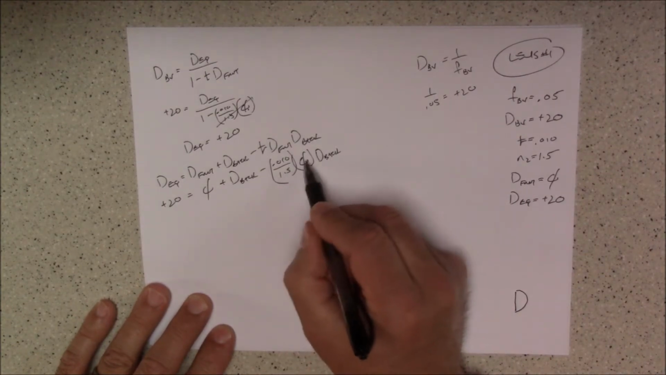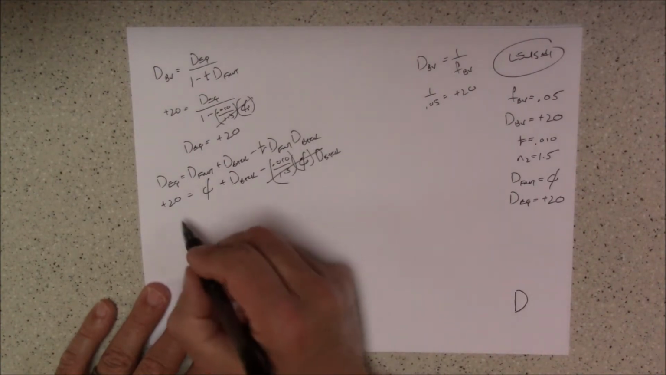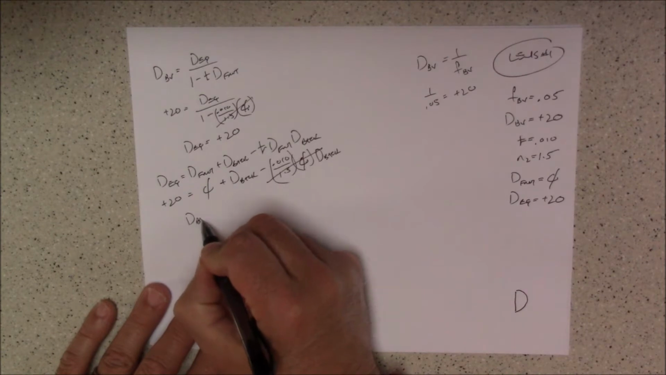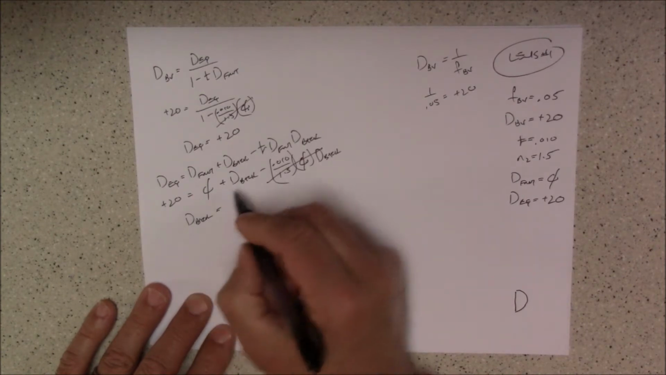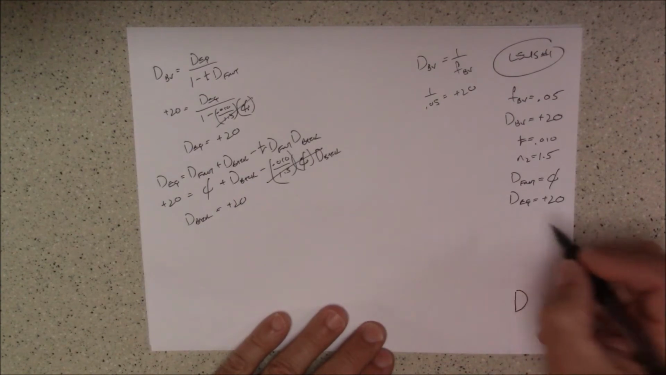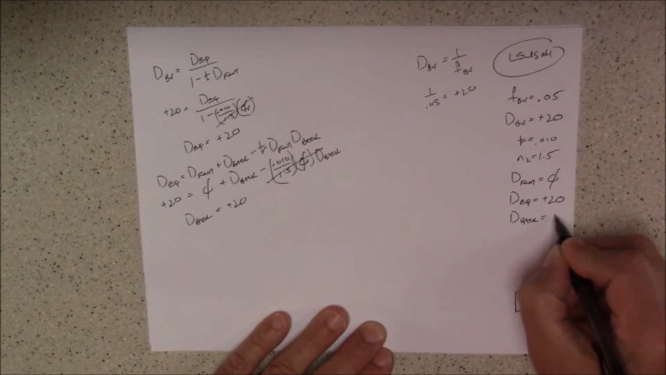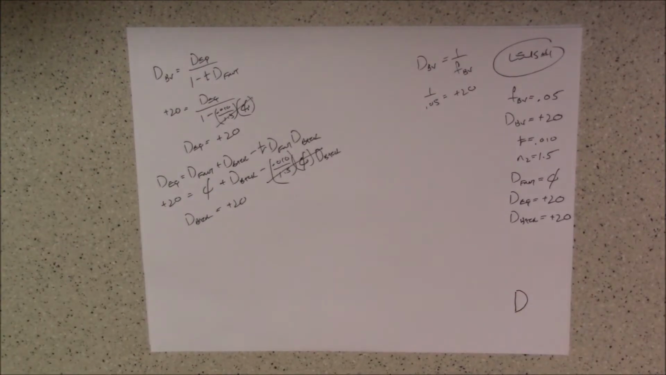Well, 0 times this and 0 times this is 0. So this guy all goes away, okay? And so the back base curvature, D back base curvature, is then just going to be 20. All right, makes sense. It's kind of intuitive, but you know, back base curvature here is going to be equal to 20 diopters. But it works out mathematically also.